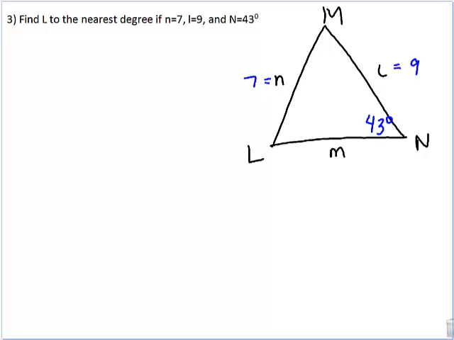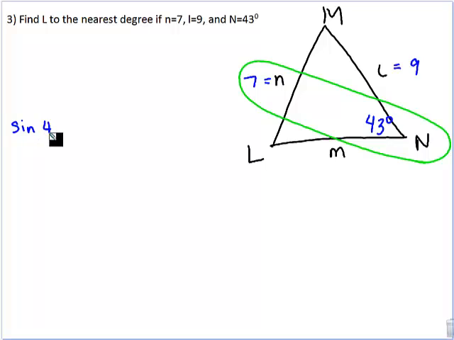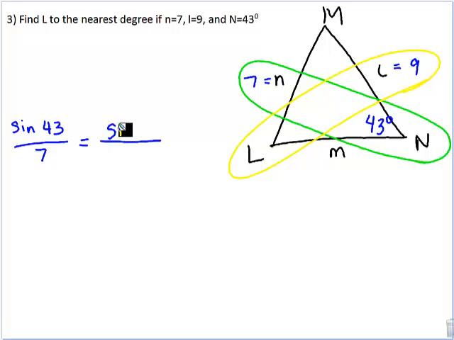Okay, so which angle and side opposite do we know? Right here. Side 7 and angle 43 are opposite of each other, so we're going to use that to set up our sine. So we will say sine of 43 over 7 is equal to, well, now we want to find angle L. So here's the other one we know: sine of L over 9.